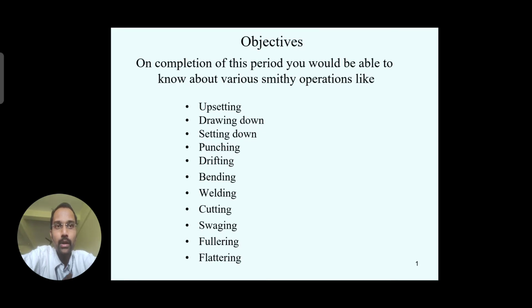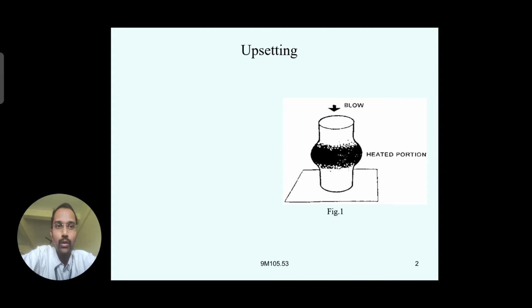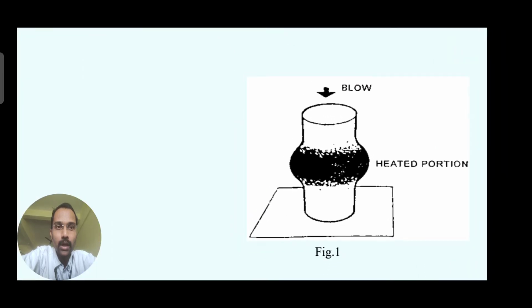If you have proper knowledge regarding the tools used in the smithy or forge, then you can easily understand what procedures are adopted with the help of those tools. We will look at these one by one: what is upsetting, drawing down, setting down, up to flattering. First we have the smith operation, that is upsetting. So have a look at this part.